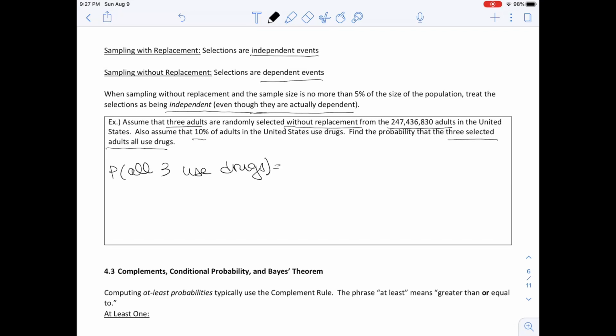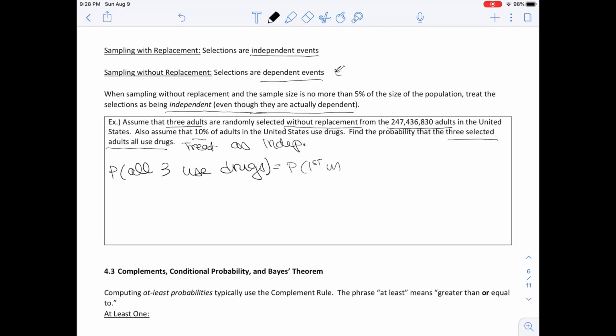And now it does say without replacement, and without replacement does say that they are dependent. However, right below that, it does say that if your sample size is no more than 5% of the size of the population, then we can treat the selections as being independent even though they're actually dependent. So since we're only dealing with 3 people, that's really small compared to the 247 million adults that we are talking about. So I'm going to go ahead and treat these as being independent.